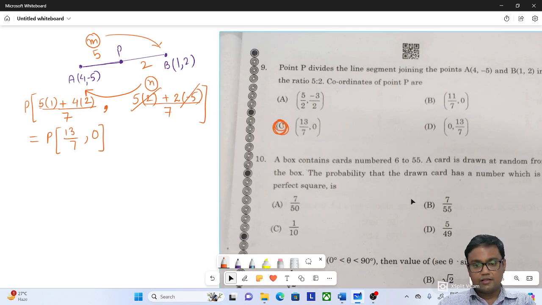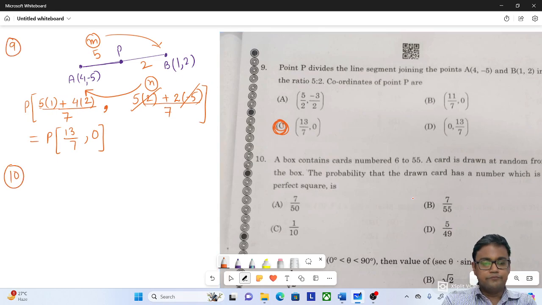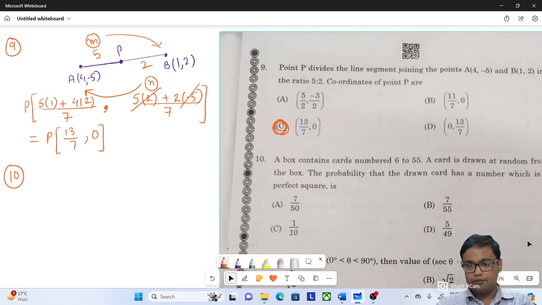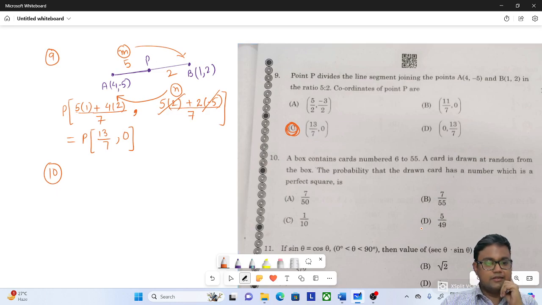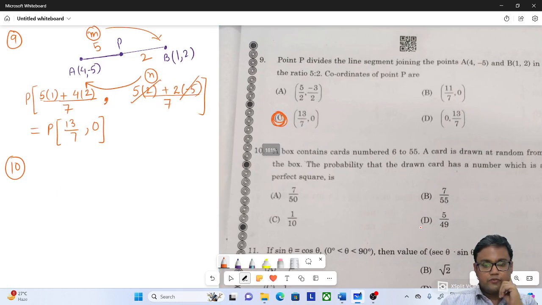A box contains cards numbered 6 to 55. A card is drawn at random from the box. The probability that the drawn card has a number which is a perfect square is, right? So we have to find the probability that the card drawn is a perfect square.